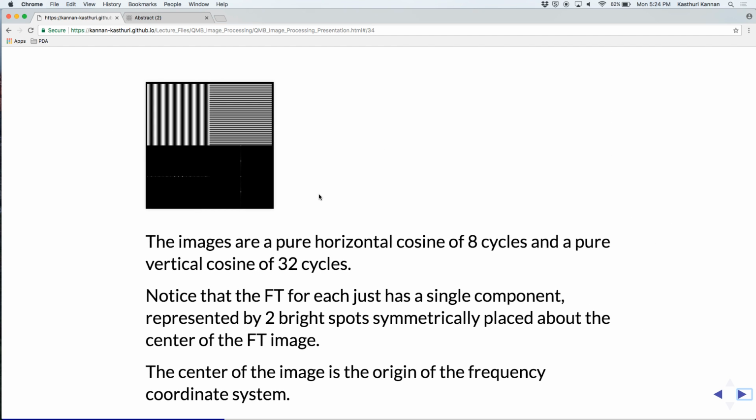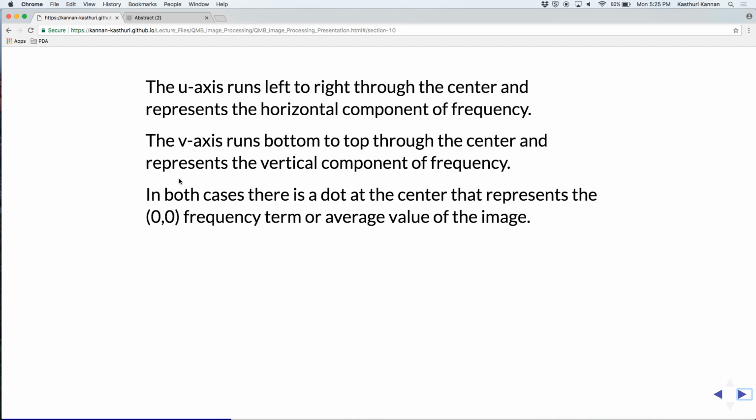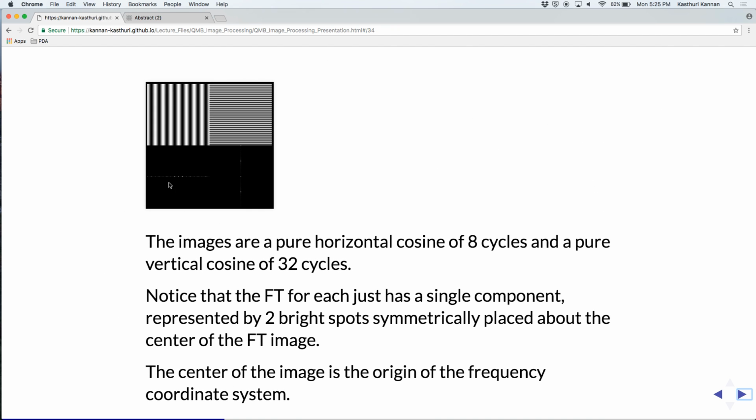Let's say this is an image that consists of a horizontal cosine of 8 cycles and a pure vertical cosine of 32 cycles. This is just a cosine cycle, and we see that the Fourier transform is just a single component, right? It's just two bright spots around the center spot. The center is the origin of this coordinate system, and this is what you will see when you take the Fourier transform. This is the u-axis, this is the v-axis, and we are only dealing with the real part of the Fourier transformation.